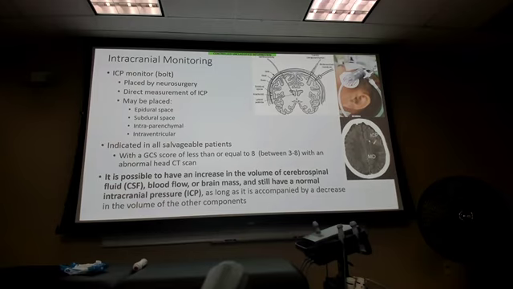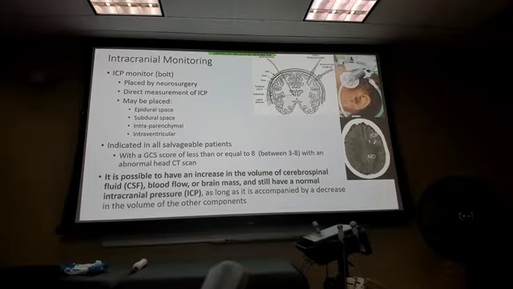So this bottom sentence: it is possible to have an increase in volume of cerebrospinal fluid, blood flow, or brain mass and still have a normal ICP, as long as there is a decrease in one of the other components. The brain is kind of weird, but as long as you have a MAP or an SBP between 90 and 110, normally you have enough perfusion.